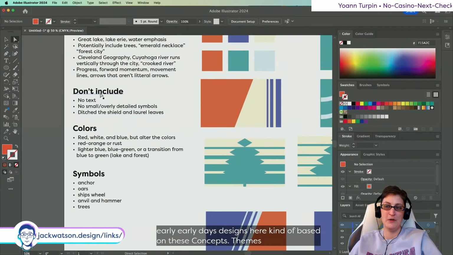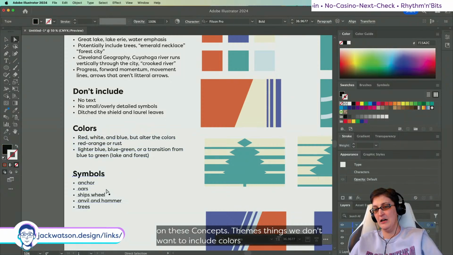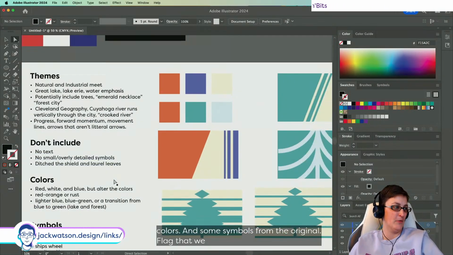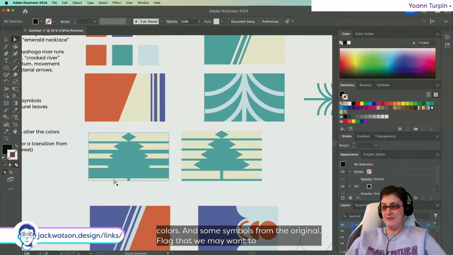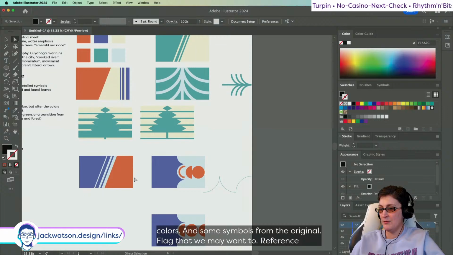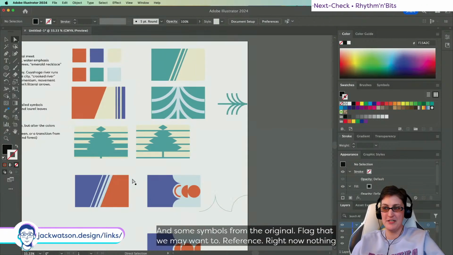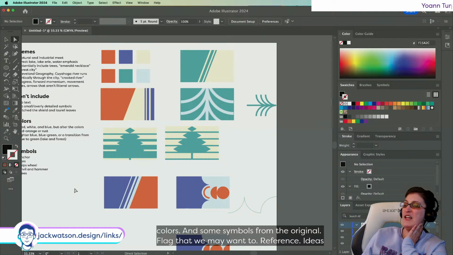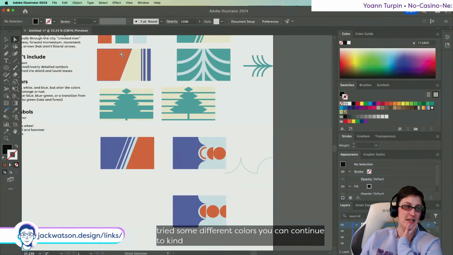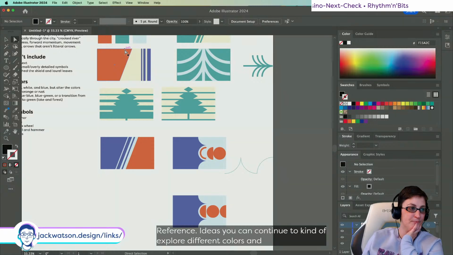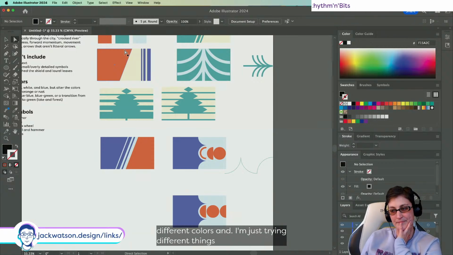Themes, things we don't want to include, colors, and some symbols from the original flag that we may want to reference. We're just coming up with ideas right now. Nothing's really set in stone. We've tried some trees, tried some different colors. You can continue to explore different colors. Nothing is set in stone, and we're just trying different things right now.